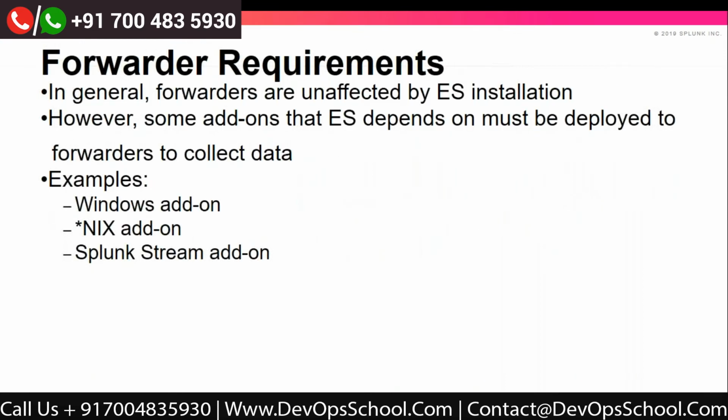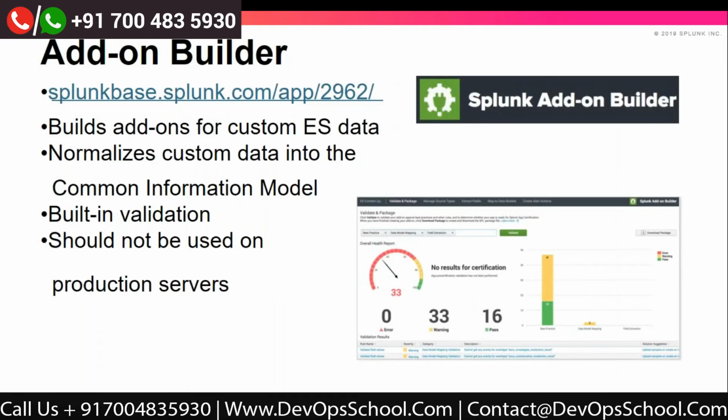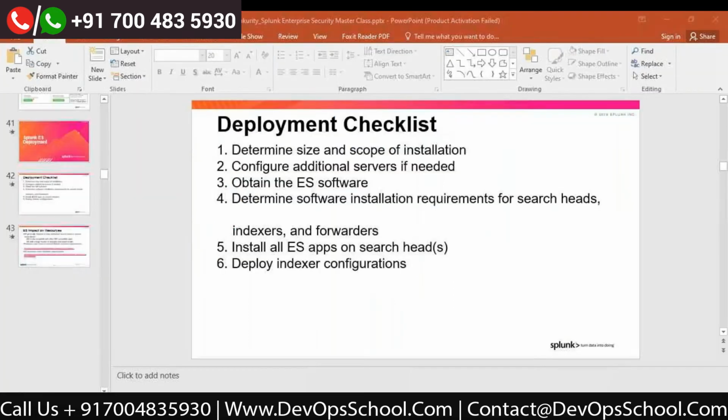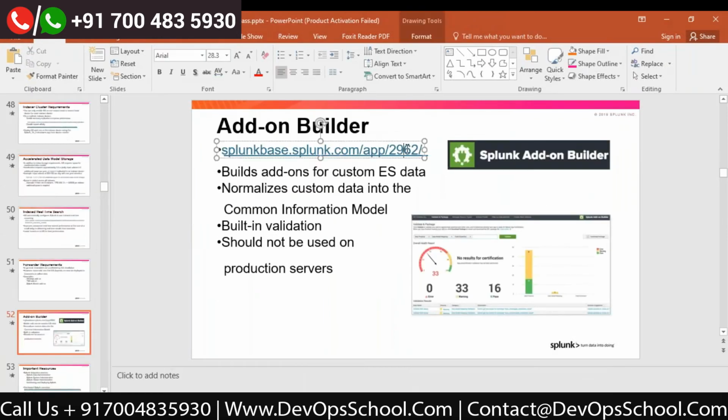For forwarder requirements, we do not have any hard rule. You can have as many forwarders as you want, but to manage them we require a deployment server, and that is only one. If you have an unknown data source and you want to create an add-on for that, we have an app called Add-on Builder that can be downloaded from here. Let me show how it will work.